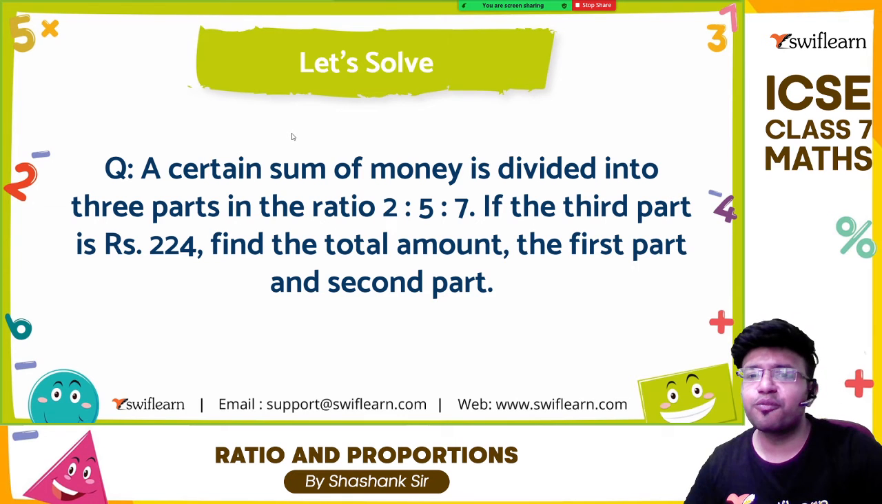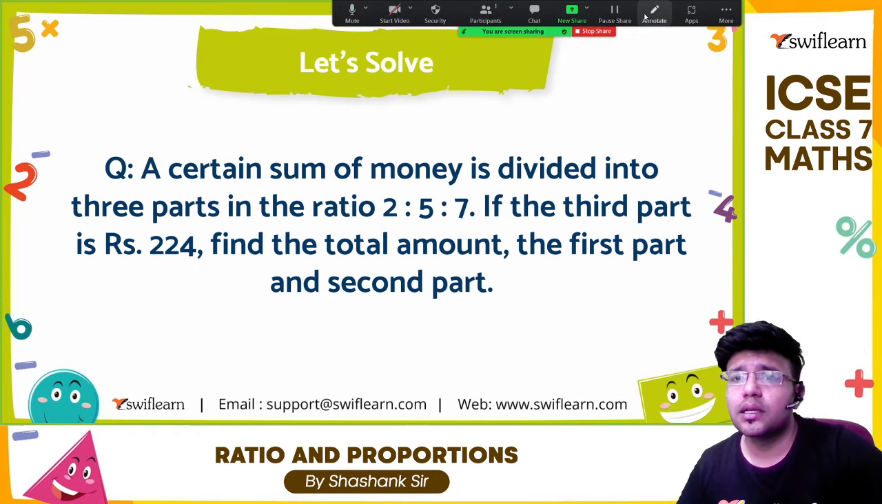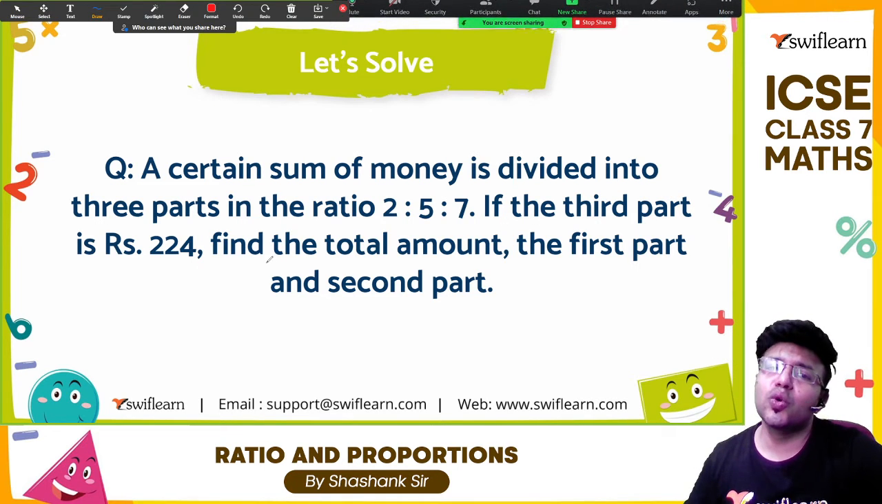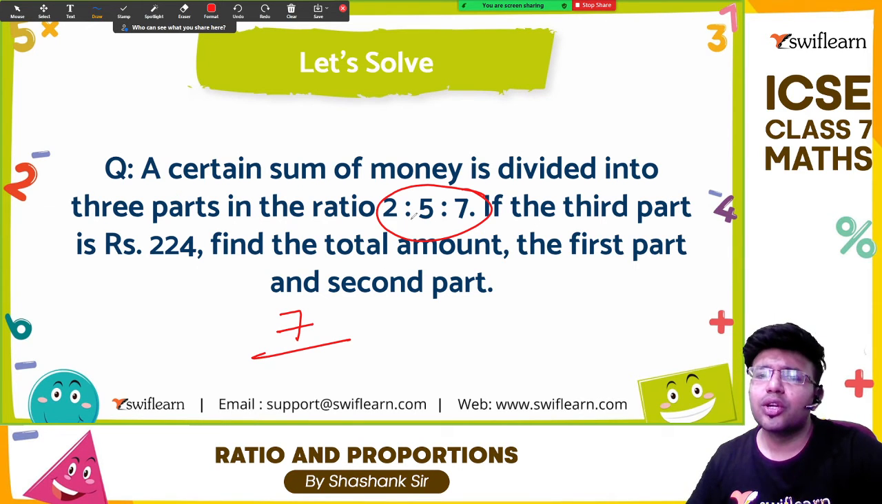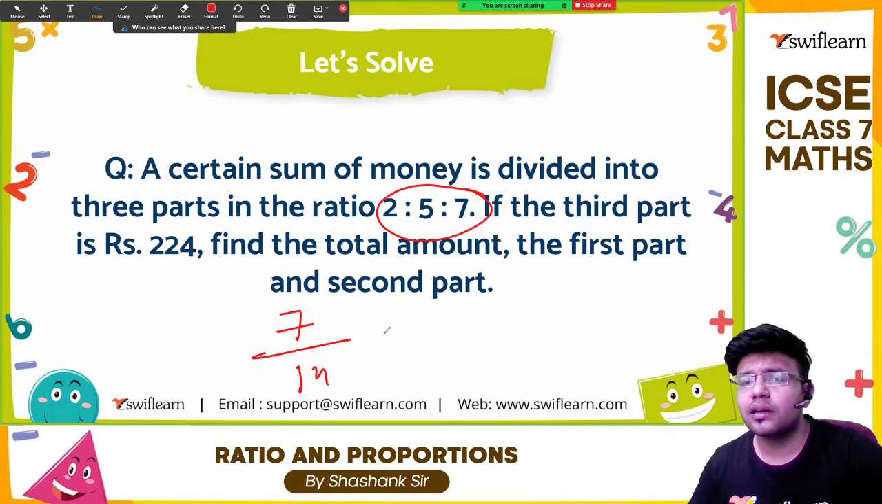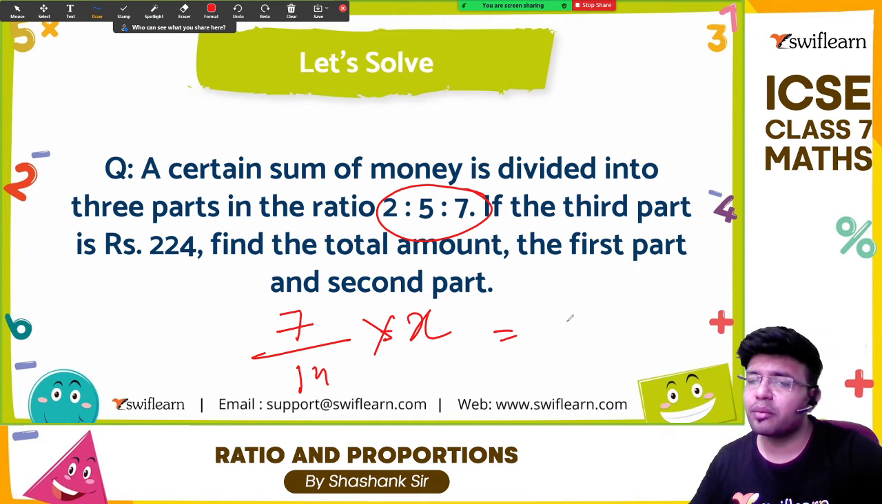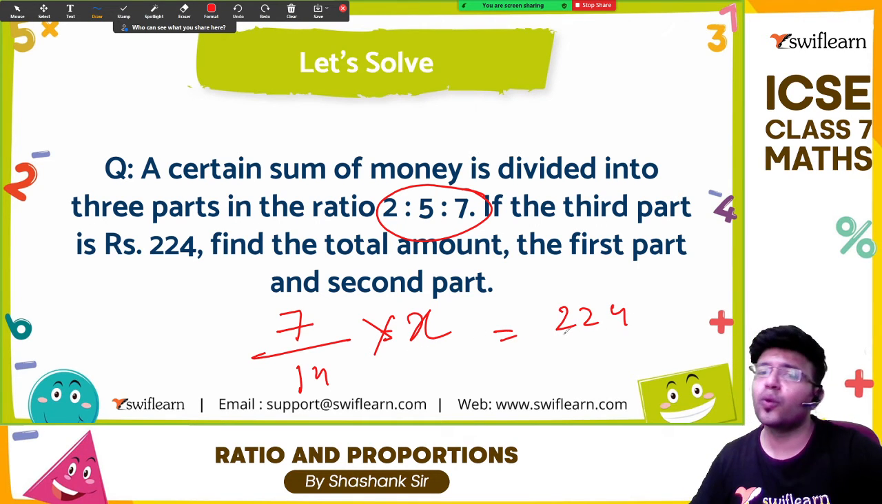A certain sum of money is divided into three parts, 2 is to 5 is to 7. If the third part is rupees 224, find the total amount. Okay, the first part and the second part. The third part is 7 by, add all of them, 14. Let x be the total amount. So 7 by 14 into x is 224.